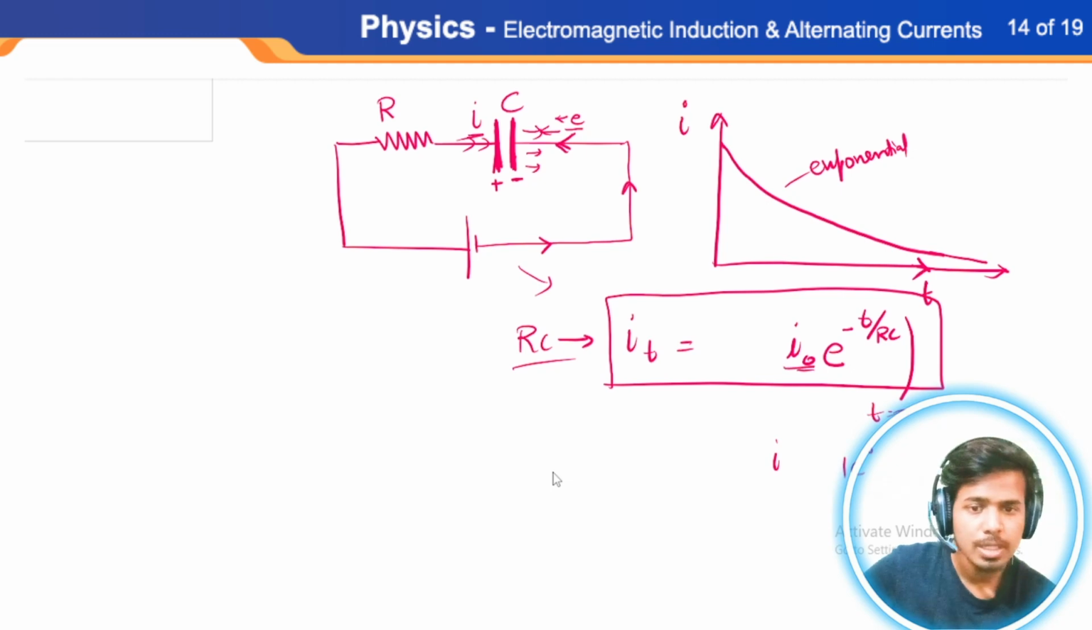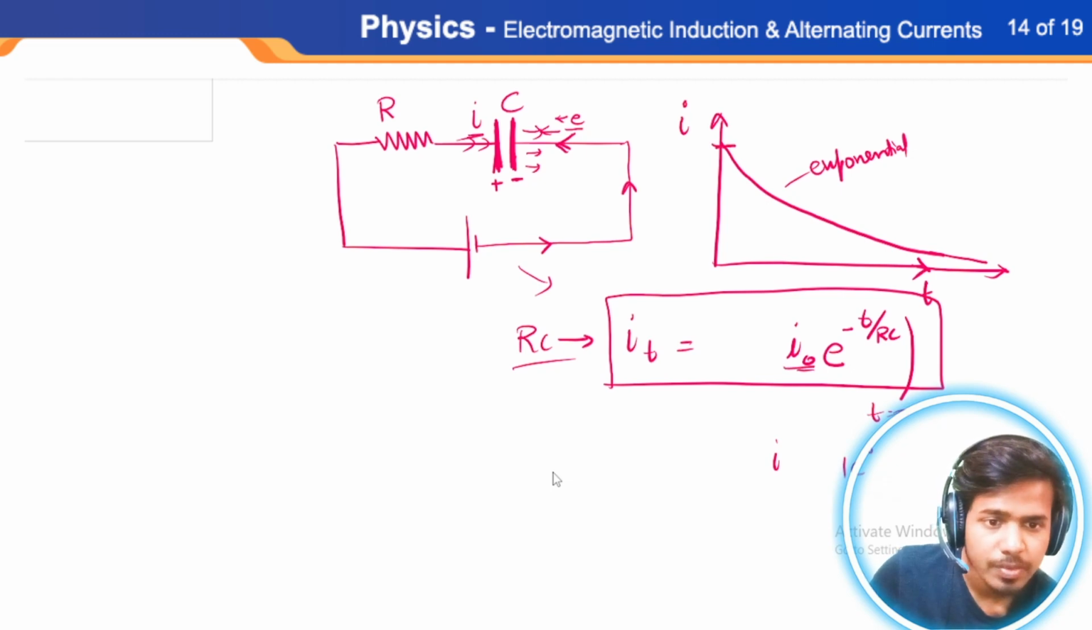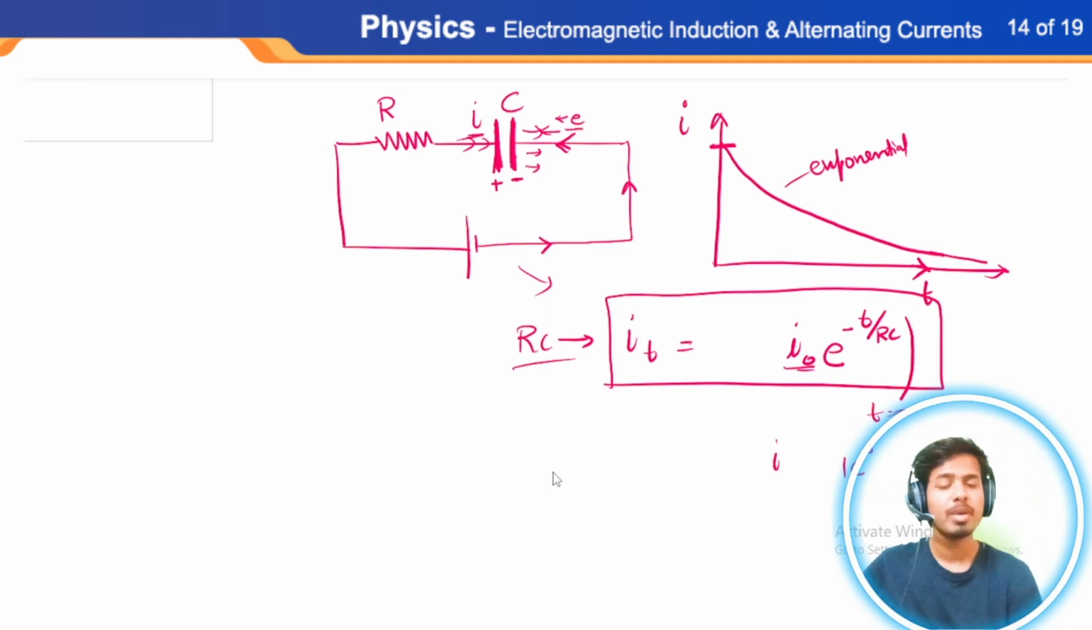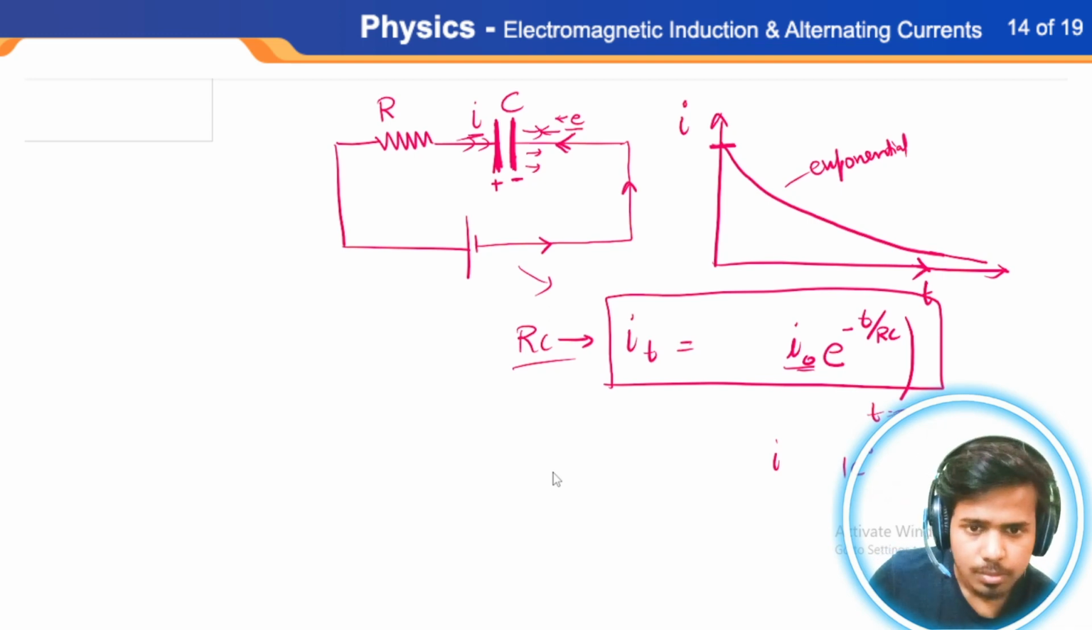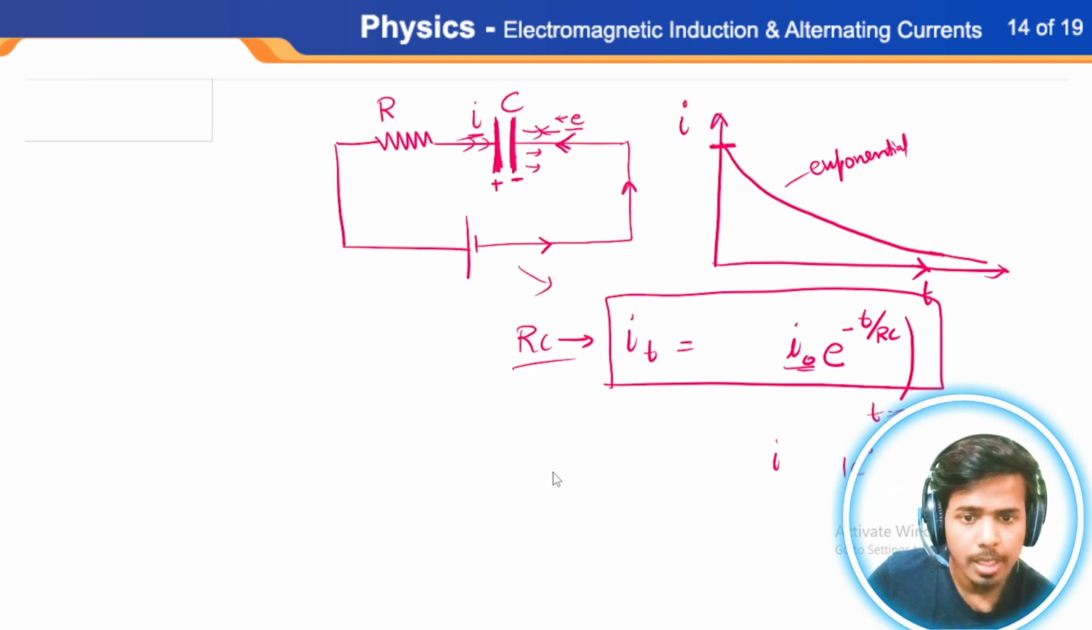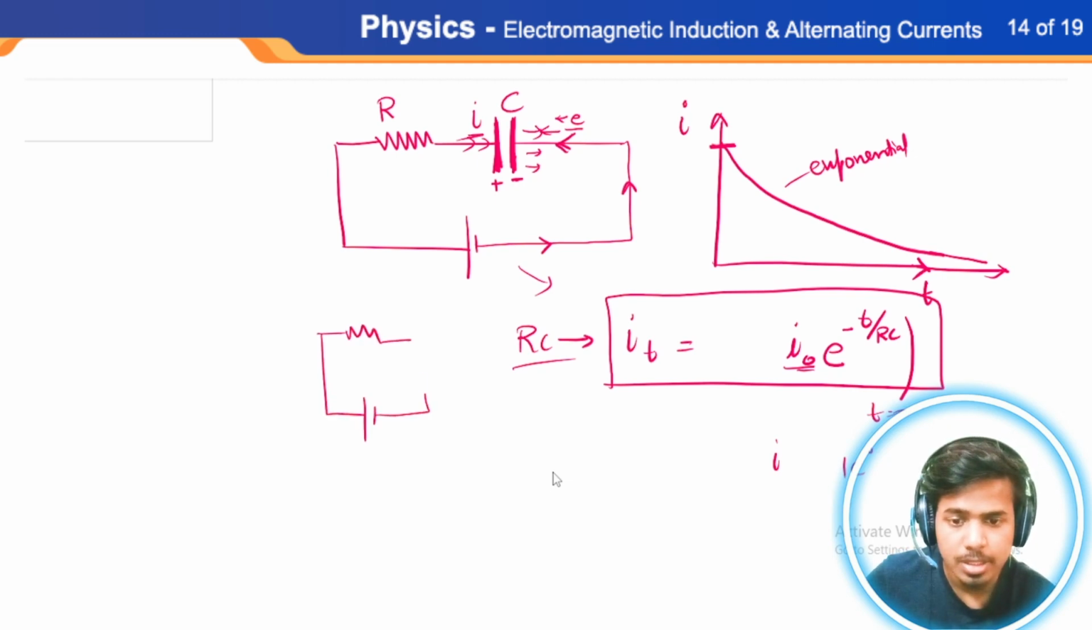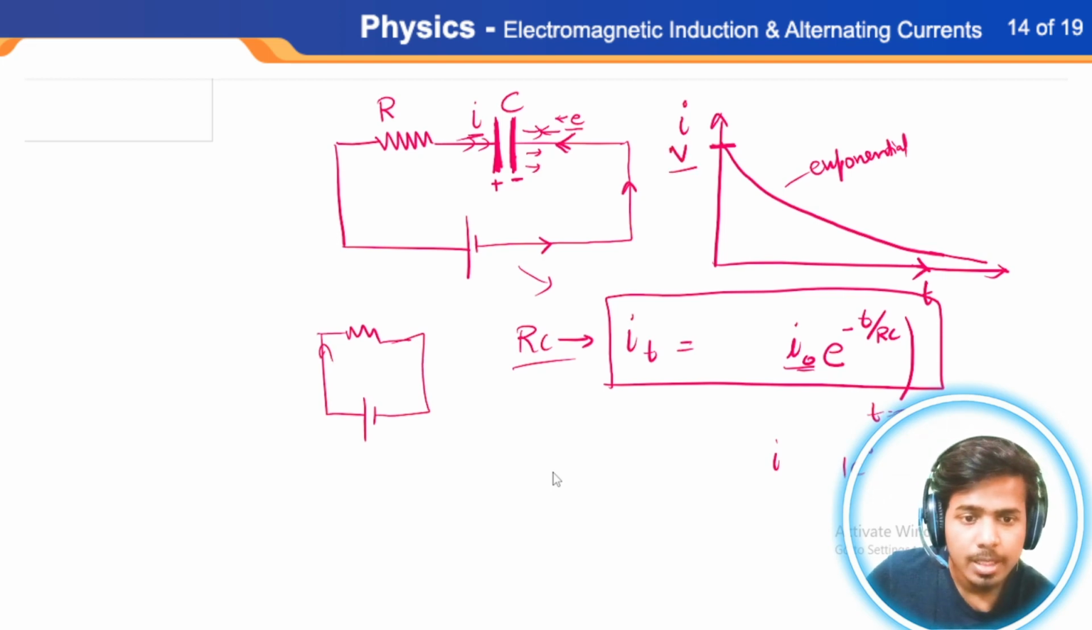And what is I naught? I naught is simply this value, the maximum current. How can you find the maximum current? अभी सर्किट में अगर इनिशियली कोई रेजिस्टेंस नहीं था ड्यू टू द कैपेसिटर, देन वी कैन अज्यूम इट टू बी अ सिंपल कंडीशन, राइट? एक बैटरी है और एक रेजिस्टर है, तो यहाँ पर करंट कितना होगा? सिंपली V by R. So I naught could be written as V by R.